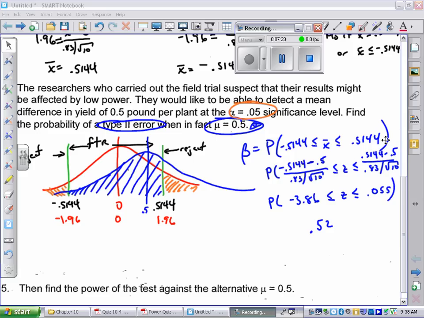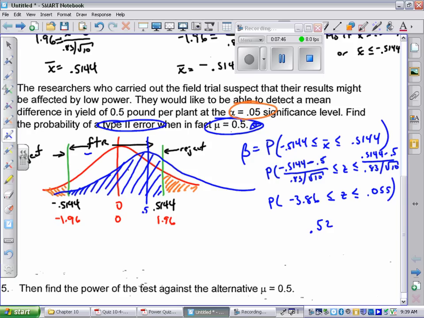I'm going to say that one more time. If the truth is 0.5, but I think it's 0, when I take this sample size of whatever size it was, 10, there's a 52% chance that my sample size will fall in the region that tells me to fail to reject, to keep believing 0. Mistakenly, because 0 isn't true, 0.5 is true. That's what a type 2 error is.